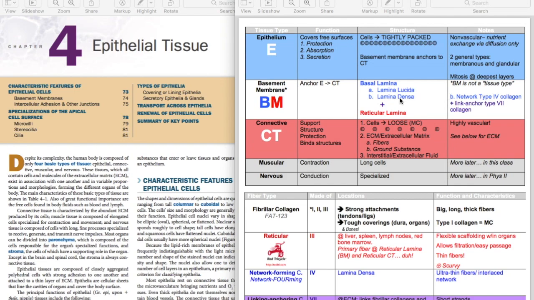Okay, lamina densa, A, B, C, D. The 1, 2, 3, 4th letter of the alphabet, A, B, C, D. Densa, type 4. 4th letter of the alphabet is D. Type 4 collagen. 4th letter of the alphabet is D. 4D. Okay? So this is the way that we're going to be approaching a lot of these details that otherwise just don't really make a whole lot of sense unless you just straight up memorize it.